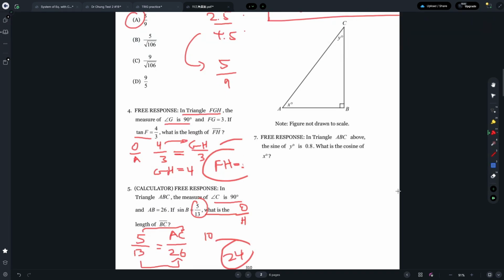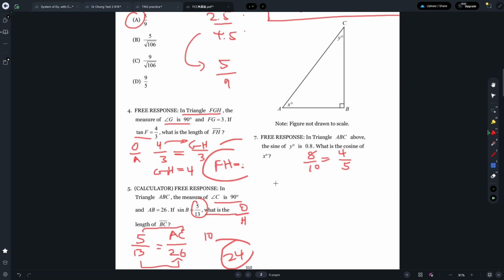In triangle ABC above, the sine of y degrees is 0.8. What is the cosine of x? So sine of y is 0.8. Instead of writing it as 0.8, we could write it as 8 over 10, or that's also equal to 4/5. So the sine of y is 4/5. What is the cosine of x?